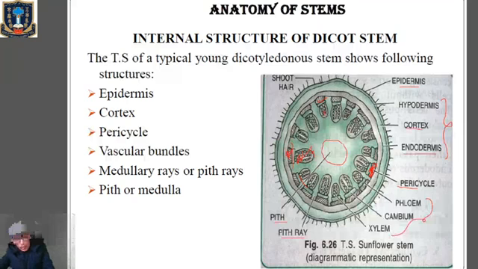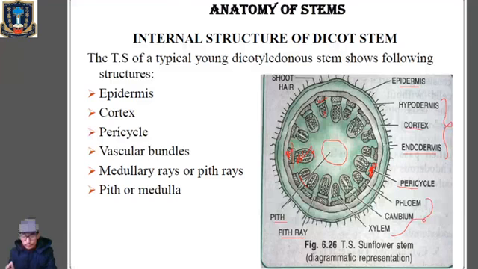Phloem lies toward the outer side. Very carefully, phloem lies toward the outer side and is mainly composed of sieve tubes, companion cells, and the phloem parenchyma. This is the composition of phloem. So this phloem is present towards the outer side, and is made up of sieve tubes, companion cells, and the phloem parenchyma cells. The cells of the phloem are living cells and they have a thin cellulose wall.